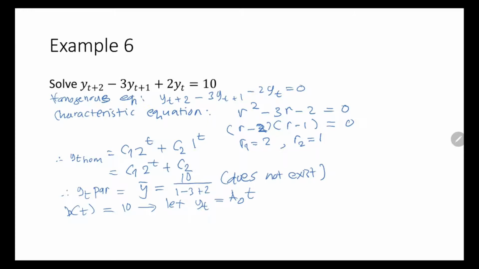Okay, in this case we can substitute into the original equation. The original equation is y_{t+2} minus 3y_{t+1} plus 2y_t equal to 10. Let's substitute. We have A0 times (t+2) minus 3 times A0 times (t+1), I missed the A0 here, plus 2 times A0 t, and this is equal to 10. If you solve this, you will get A0.